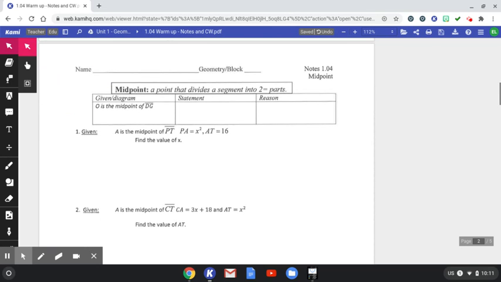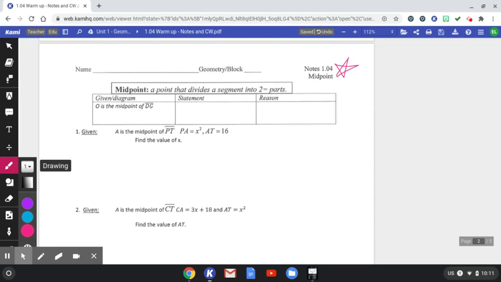Okay. Starting into our notes for today. Today we're going to be diving more into midpoint. Last class we talked about midpoint. It was a quick definition in your notes that if you had a midpoint of a segment, it divides your segment into equal pieces. So that's what the definition at the top of our page reads.